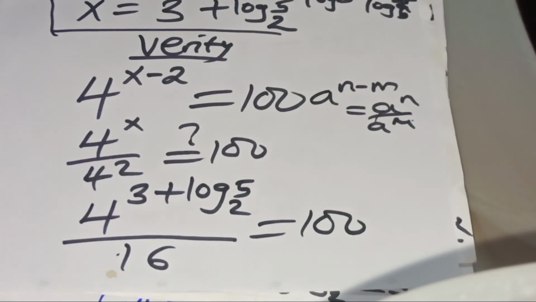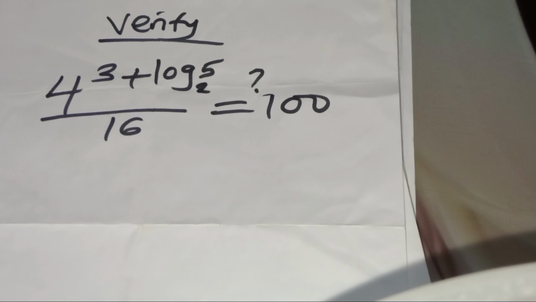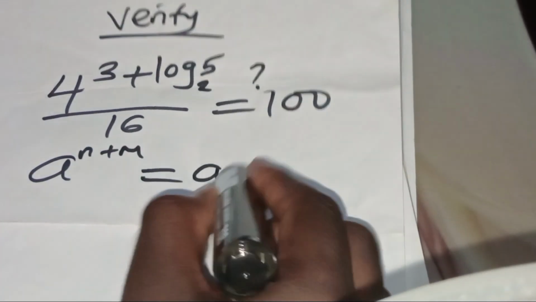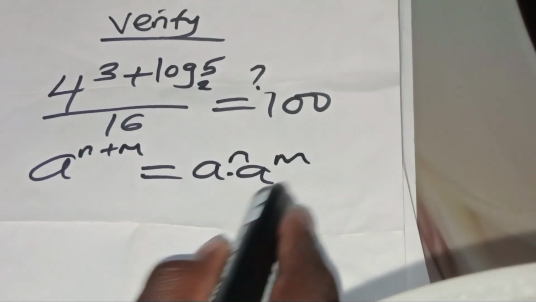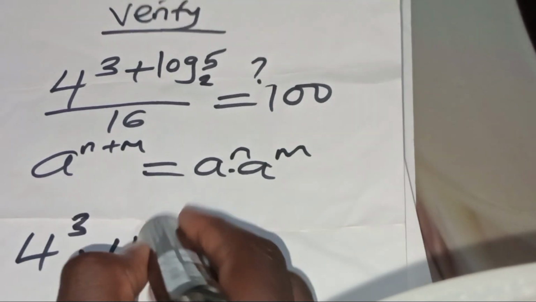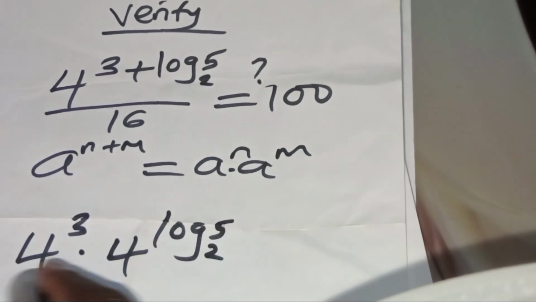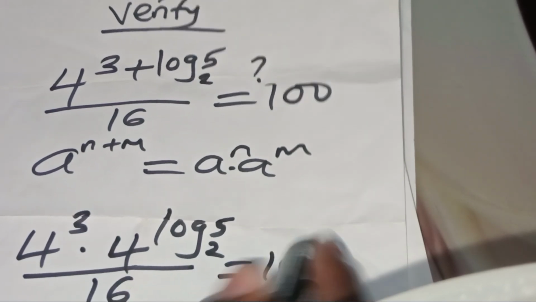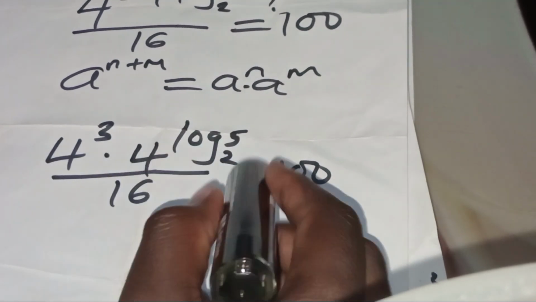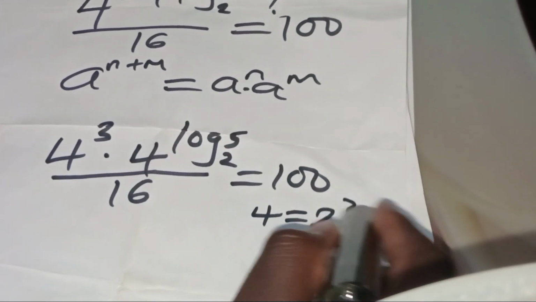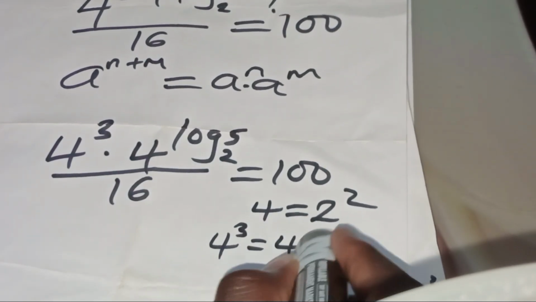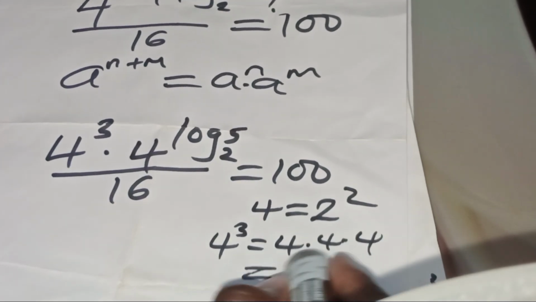Okay, so let's proceed. Now we have 4 to the power 3 plus log 5 to base 2. This is in the form of a to the power n plus m, which we can express as a to the power n multiplied by a to the power m. Let's apply this identity. So we'll have 4 cubed multiplied by 4 to the power log 5 to base 2, divided by 16. This should give us a value of 100. Now we can express 4 as 2 to the power 2. Here we'll have 4 cubed, which is the same thing as 4 times 4 times 4.